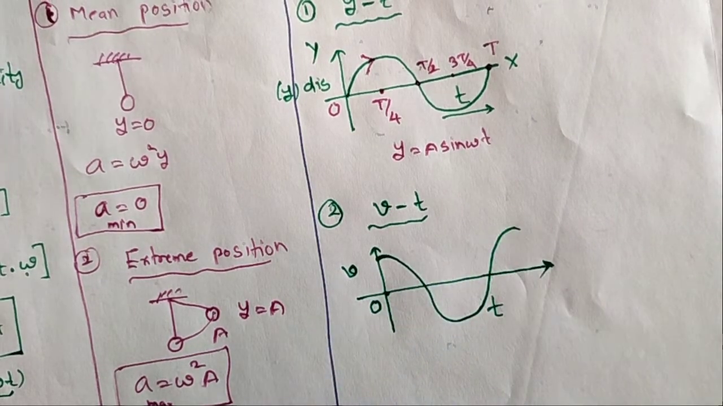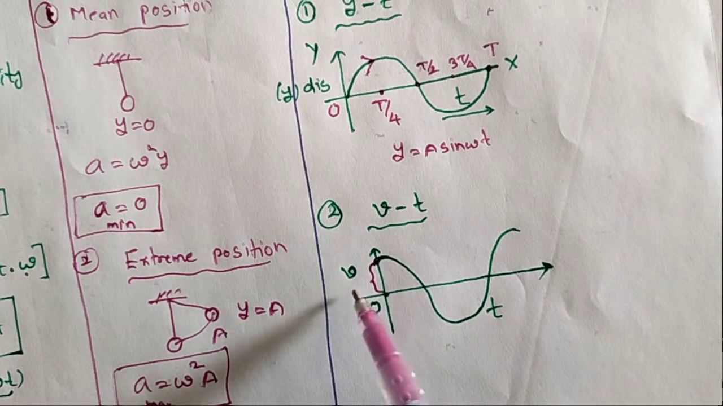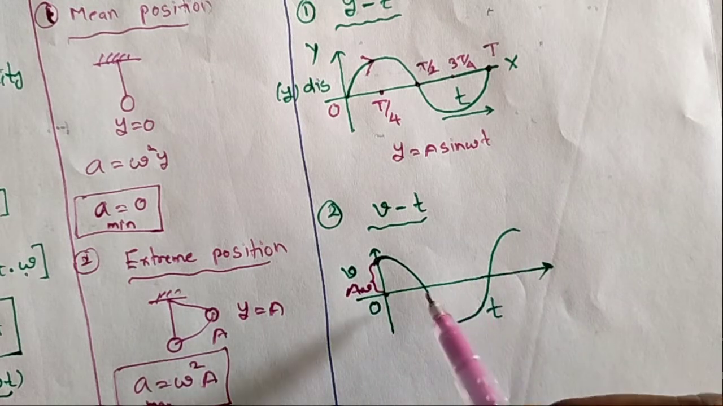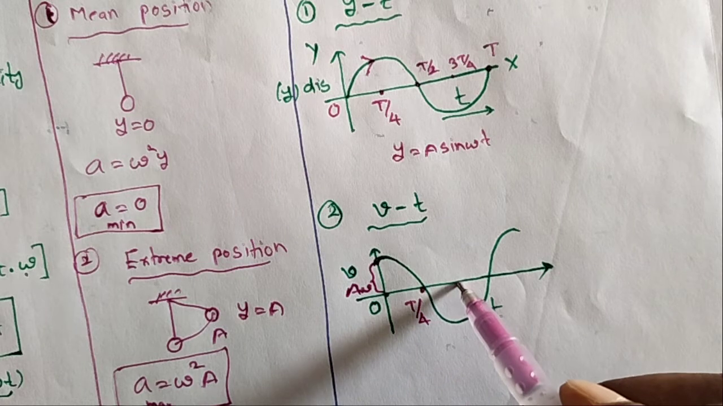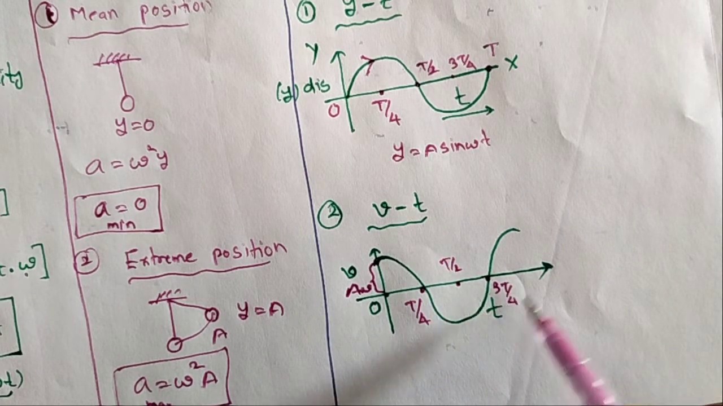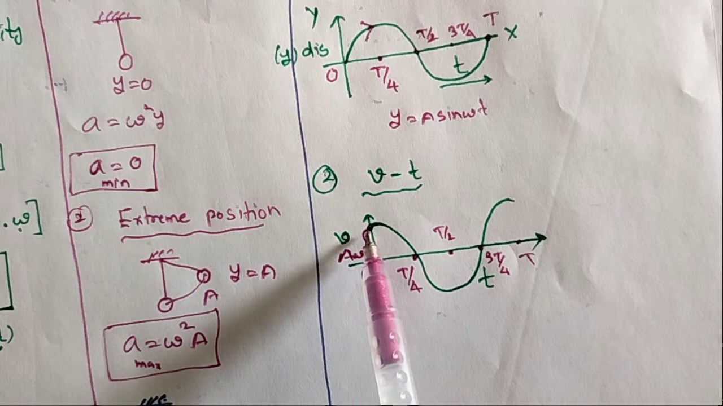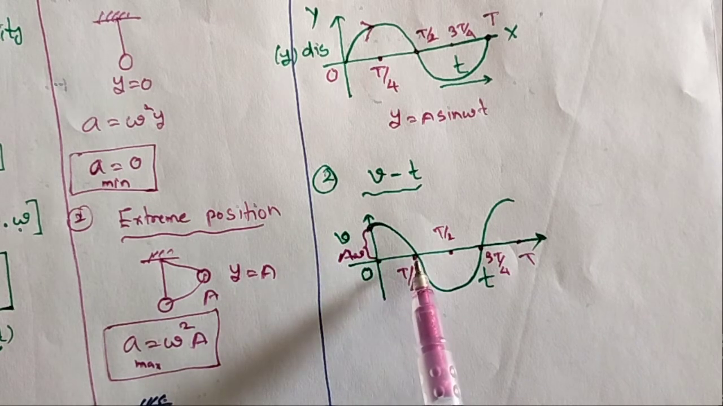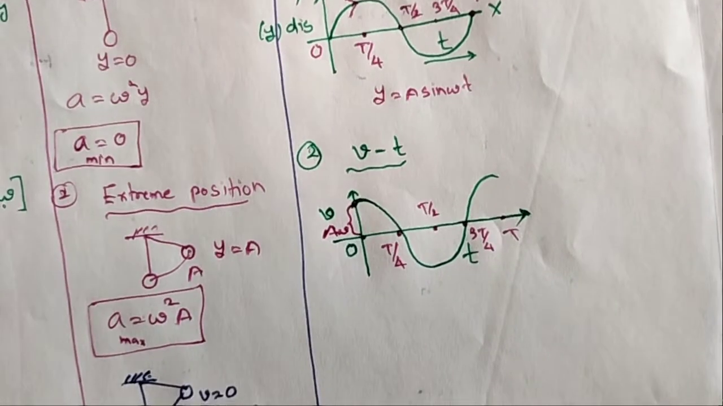Here, we know that at the mean position the velocity is maximum. What is the formula? A into omega. So this is T by 4, here T by 2, here 3T by 4, here T. So this is the velocity and time graph. At the mean position the velocity is maximum, at the extreme position velocity is 0, like this. This is the graph of velocity and time.